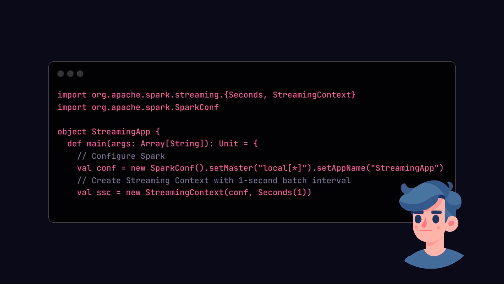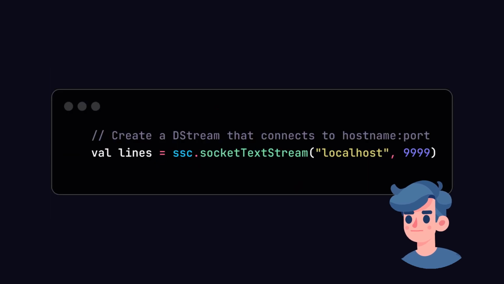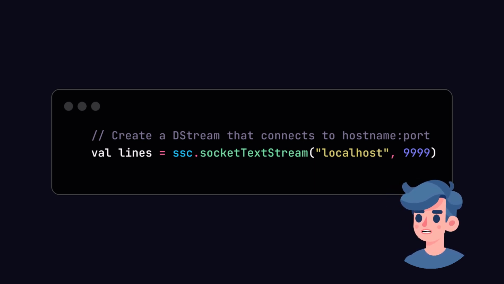Let's dive into the code. We'll start by importing the necessary Spark Streaming libraries and initializing a Spark Streaming context. The context is the entry point for your Spark Streaming application. Next, we will set up a D-stream, which is the core concept in Spark Streaming. A D-stream is a continuous stream of data that can be processed in small batches. For our example, we will read data from a socket source.